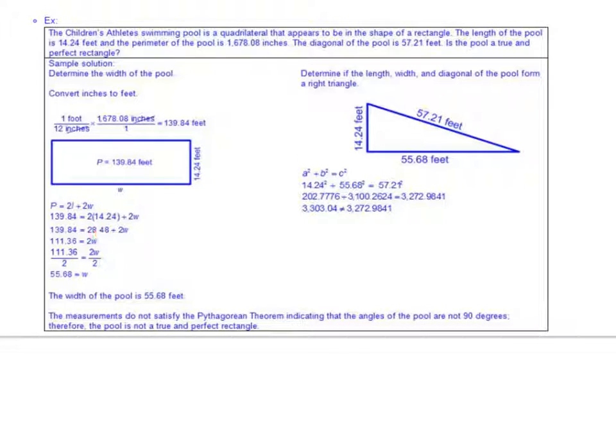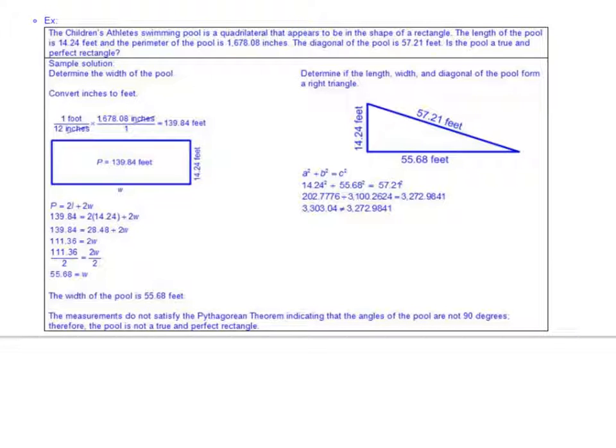Here we get our zero pair. Subtracted from this, we get 111.36 is equal to 2W. To isolate W, we divide by the coefficient in the front, and we'll get W as 55.68. So the width of the pool is 55.68 feet.